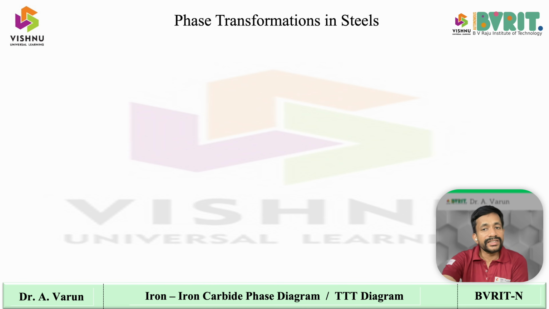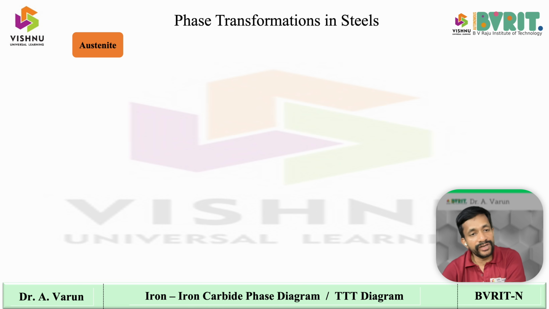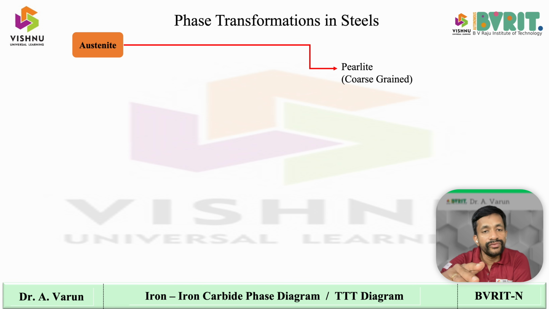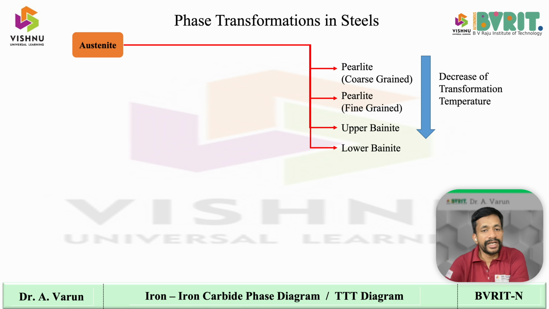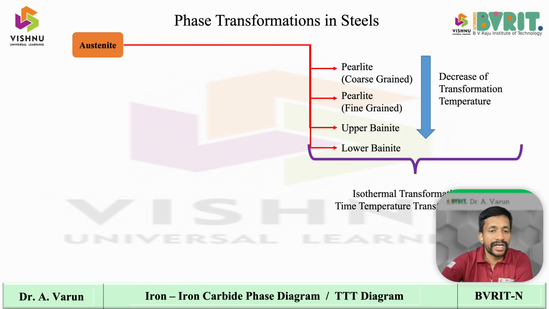Now, let us understand, why do we use it? Where do we use this transformation? So let's say austenite, and we know it is not stable below 723. So if it is cooled very slowly, then you'll end up getting pearlite, which is coarse pearlite, and then you have fine pearlite, or bainite, upper bainite, lower bainite. And this is how, with the decrease in temperature, transformation occurs, and this is called isothermal transformation, basically time dependent transformation.